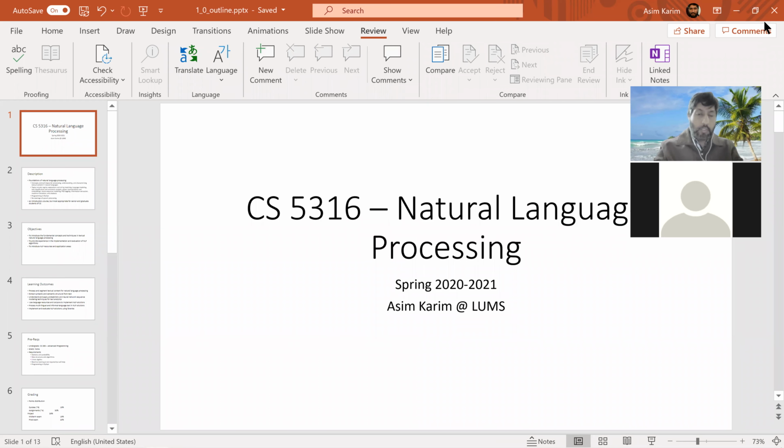So NLP, natural language processing, basically deals with the computational models for processing natural language. And we will introduce this formally today as well. This course is an introductory course in natural language processing, and both graduate as well as undergraduate students can take this course. So we'll discuss this formally.